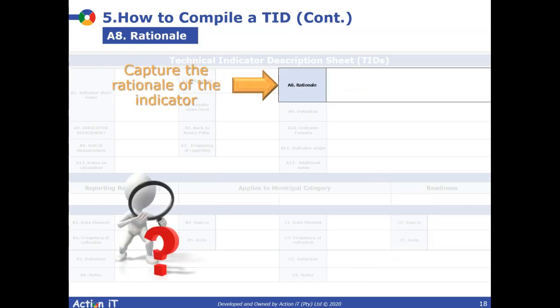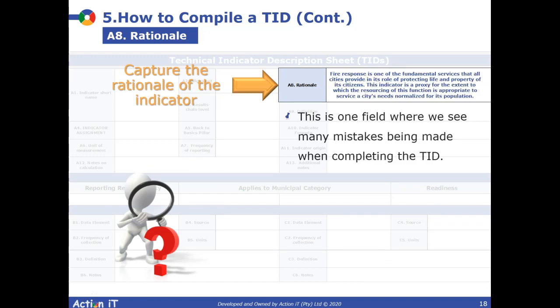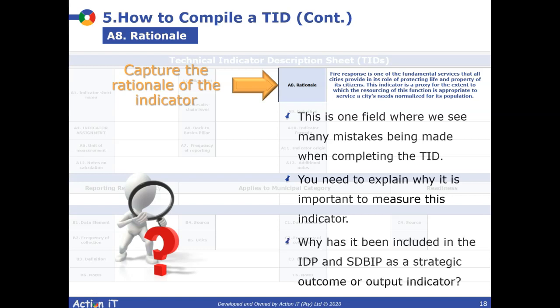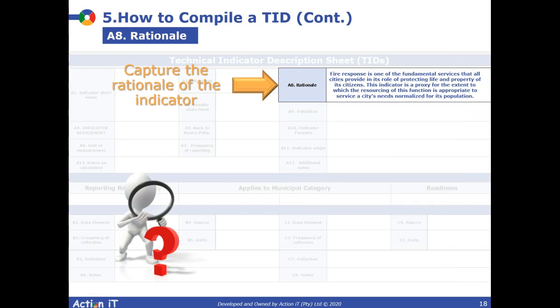In A8 rationale, capture the rationale of the indicator. This is one field where we see many mistakes being made when completing the TID. In the rationale field, you need to explain why it is important to measure this indicator and why the indicator has been included in the IDP and SDBIP as a strategic outcome or output indicator. In our example, fire response is one of the fundamental services that all cities provide in its role of protecting life and property of its citizens. This indicator is a proxy for the extent to which the resourcing of this function is appropriate to service a city's needs normalized for its population.